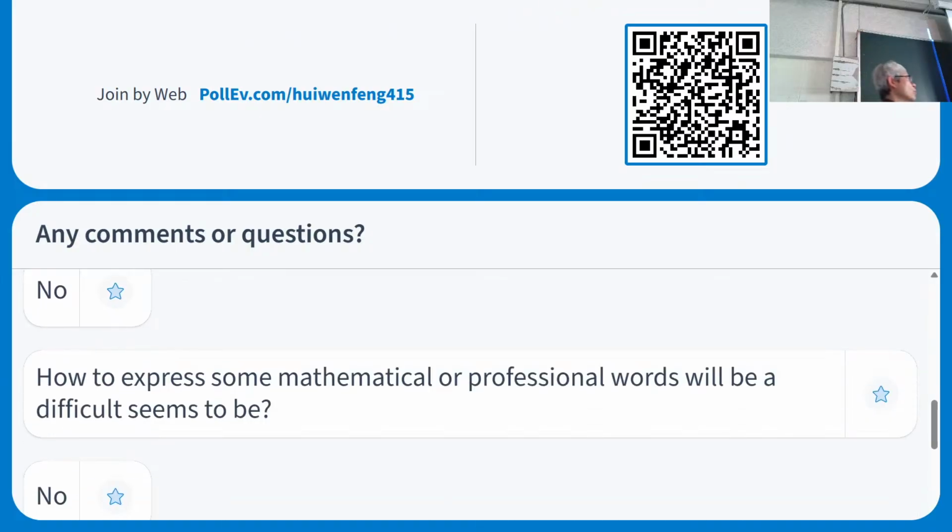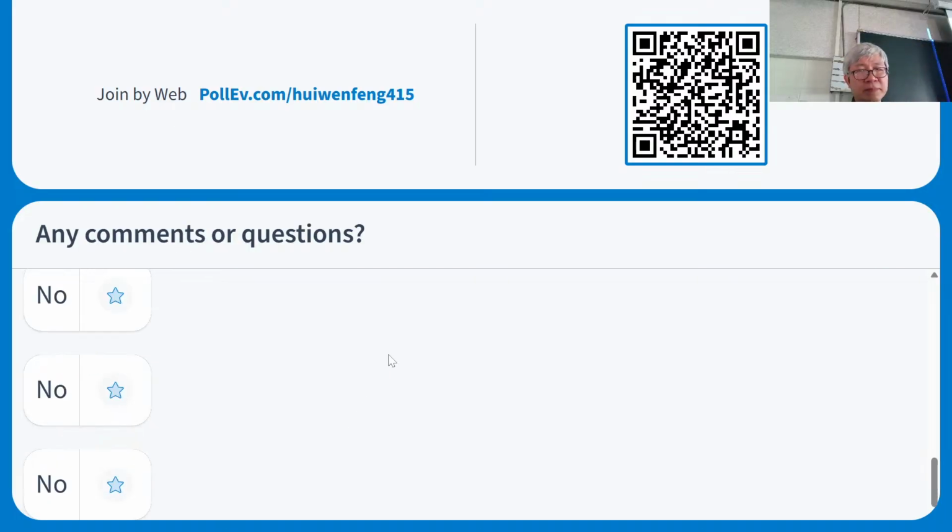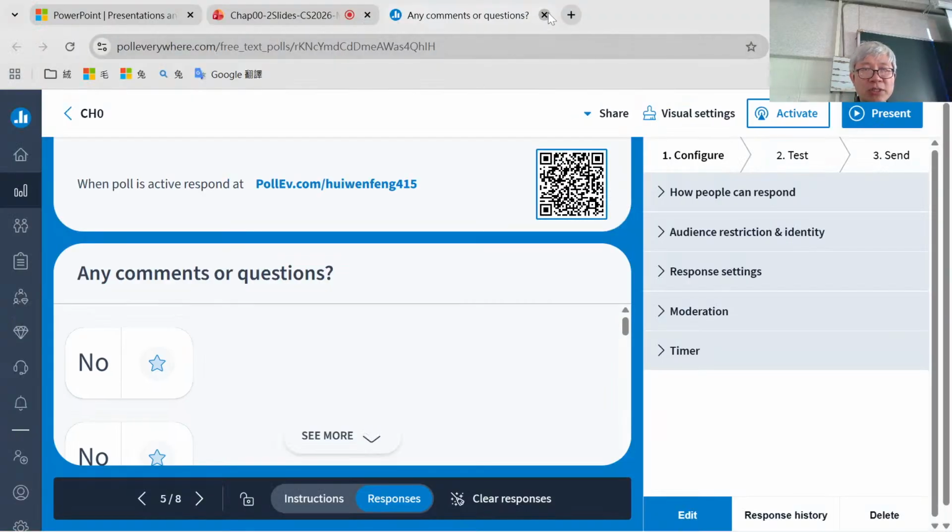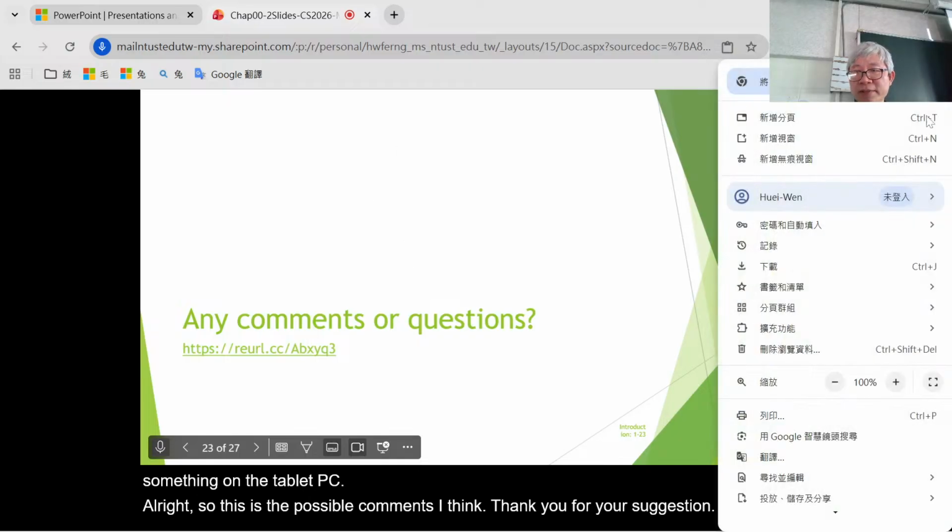And normally, we will have the visual aids. So sometimes it won't be necessary to have the exact expression. We can have maybe some simple expression and let you know how we have some mathematical notation and derivations. So about this, I think it's difficult, but it's easy if we can have the visual aids. I can write something on the tablet PC. All right, so these are the possible comments. Thank you for your suggestion. It's difficult to do that.